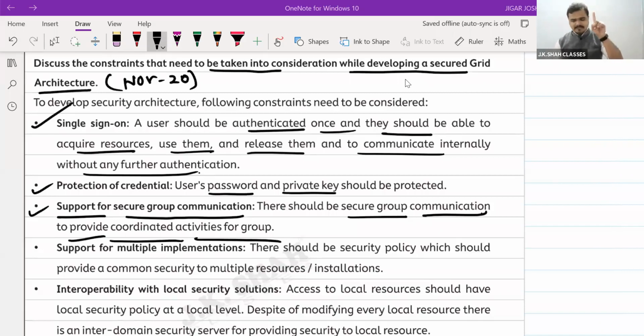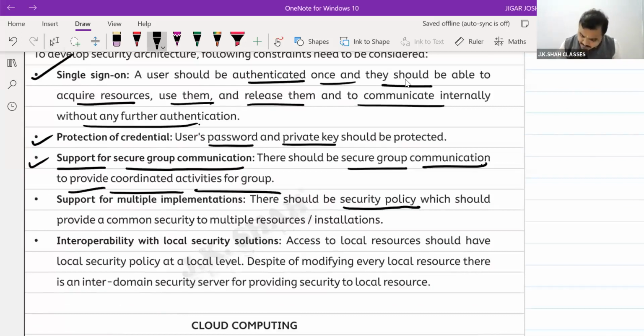Sir, one-time authentication is enough, because again the same thing. If I keep on asking for the user ID and password every time, sometimes some hacker may ask and you will share with them. So it says that there should be a security policy which should provide common security to multiple resources or installations.